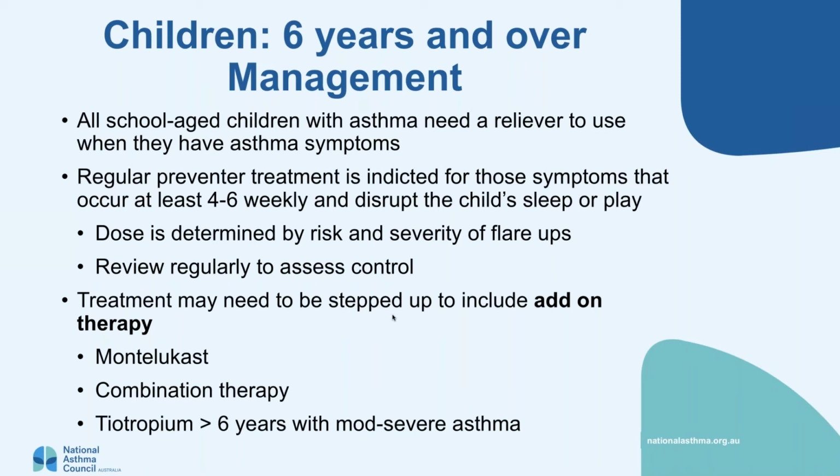Or you could switch to an inhaled corticosteroid long-acting beta agonist at a very low dose. So that would be Seretide or Symbicort. There's also an option of tiotropium over 6 years with moderate to severe asthma. So that would be a Spiriva Respimat or a Braltus Sonda, but that would be prescribed by a respiratory specialist.